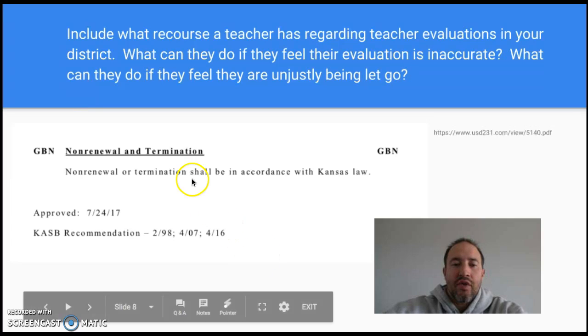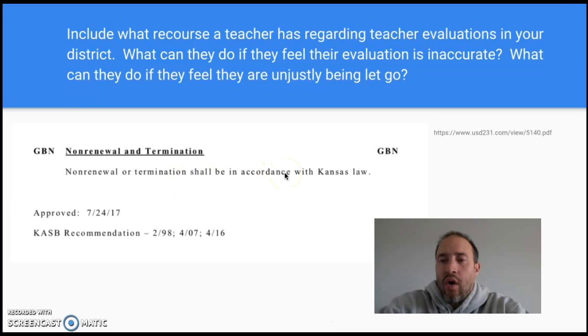Our school district says that non-renewal or termination shall be in accordance with Kansas law. So I looked up Kansas law. Kansas law states that teachers must be notified. The date is in May.